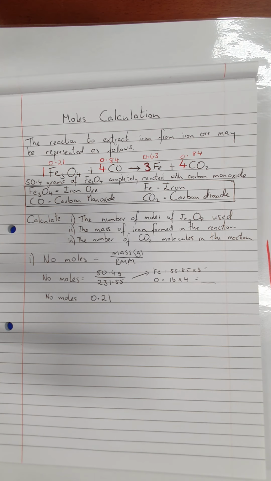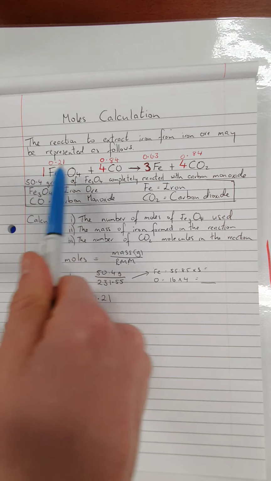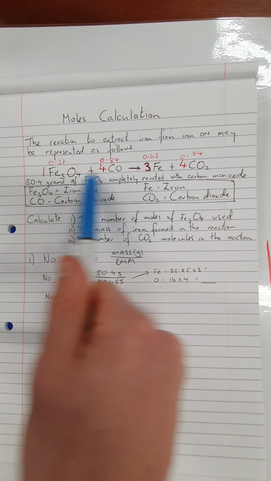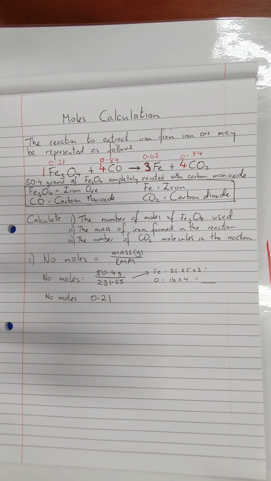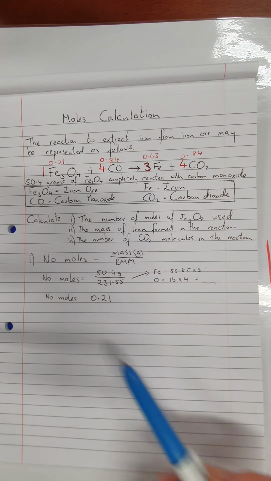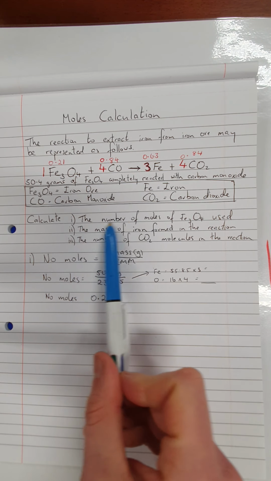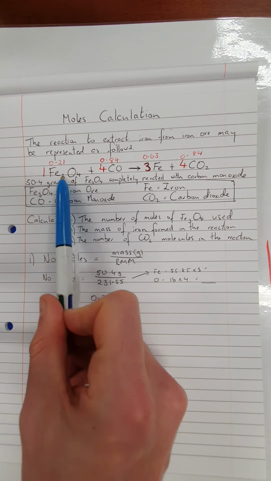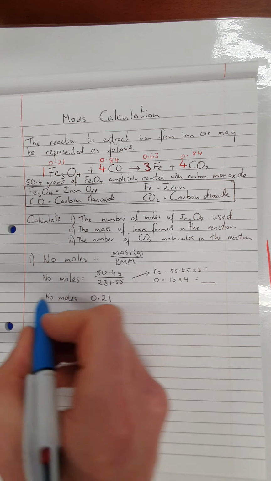So that allows me to hopscotch and compare using that mole ratio, the big numbers in front of the molecules. So that tells me a huge amount of information now that I've figured out this. Okay, so have I answered part 1? The number of moles of iron oxide used, and the answer is yes. So that's part 1 solved.